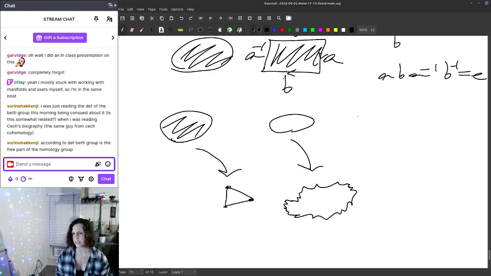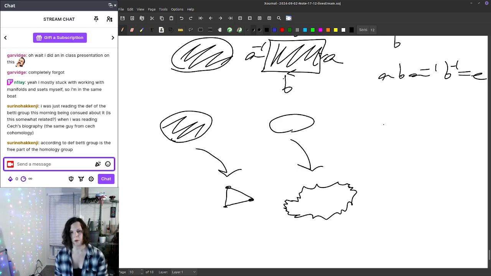Okay, so the question is, is this related? Well, it's not directly related. It's related in the sense that there are various ways of constructing spaces out of simpler pieces that follow this general paradigm of gluing higher dimensional things onto lower dimensional things somehow. But there are a couple of different ways that you can do it that have different advantages.